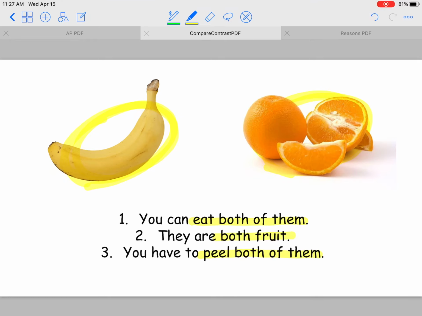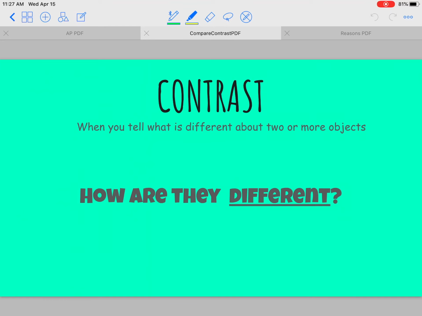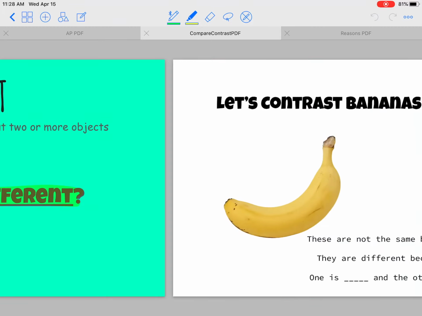All right, so we're going to talk about contrasting now. So contrasting is when you tell what is different about two or more objects. And there's really only one question. How are they different? Or you could say, what is not the same about them? So this is the opposite of comparing. So compare is when they're the same. Contrast is when they are different.